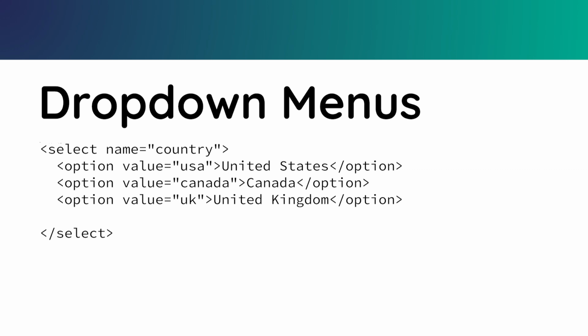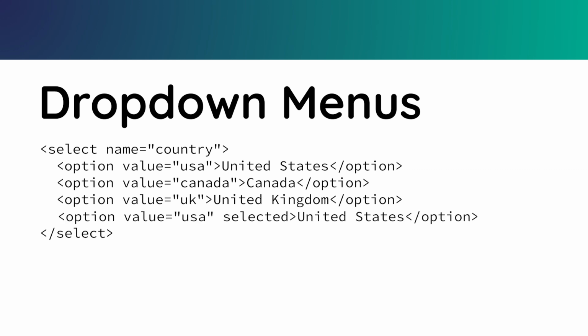In this example, the select element creates the drop-down, and the option tags define the choices available to the user. Each option has a value attribute, which is the data sent when the form is submitted. The text between the opening and closing option tags is what the user sees in the drop-down. You can also specify a default option by adding the selected attribute to one of the option elements. This makes United States the default selection when the form is loaded. However, the user can still open the drop-down and select a different country.